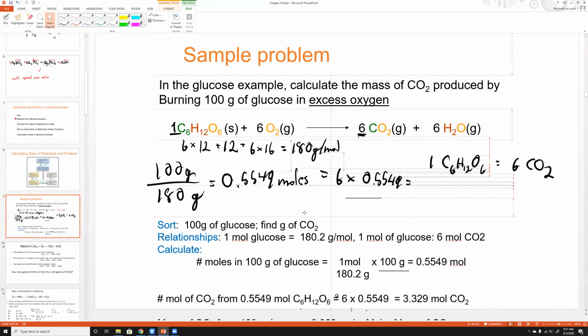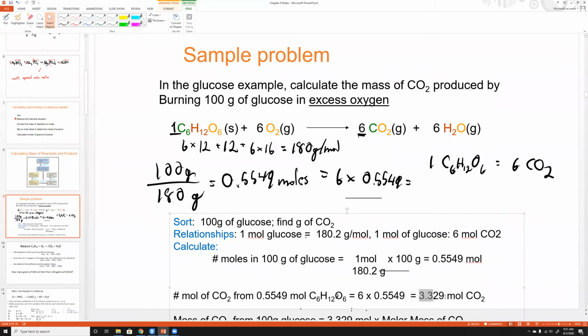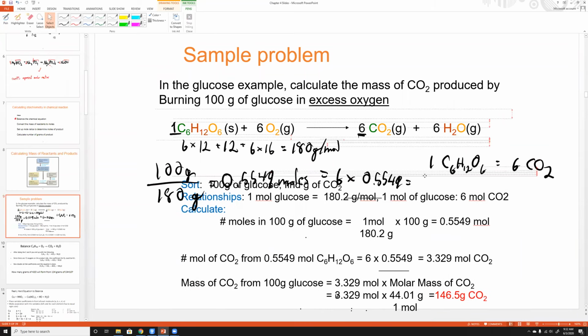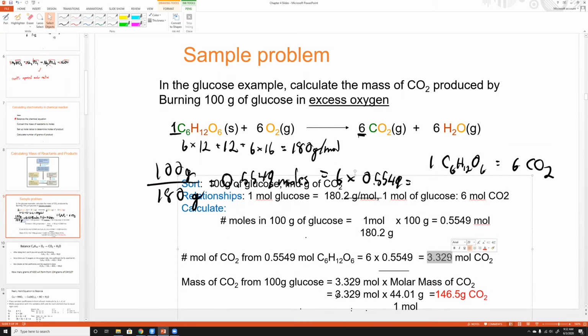And you multiply that by 6, you get 3.3. Let's just bring this math up. So you get 3.329 moles of CO2. Now we're going to take that CO2 and convert it to grams, because the question is to calculate the mass of CO2 produced. So we'll multiply that by the molar mass of CO2, which is about 44, and you get 146.5 grams of CO2.